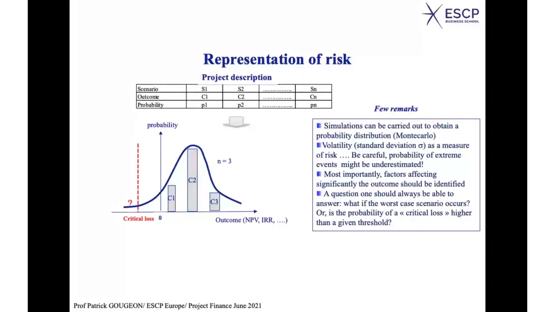What else? Well, there is a question also that one should always be able to answer. It's again about the problem of extreme events. You should always ask the question, what if the worst case scenario occurs? Okay? In the worst case, how much would we lose, basically? If you are an equity holder, you know that what you can lose is just your equity. Okay, so there is a limit. But if you are a lender, if you lend up to 70% of the funds needed for the project, you may like to know whether the losses would be so high that you may not get your money back. So lenders are very much concerned with that.